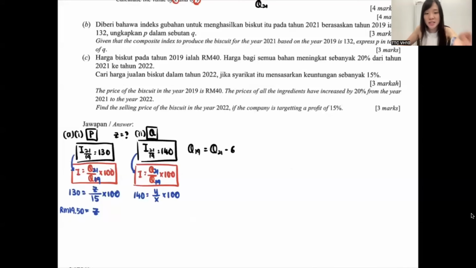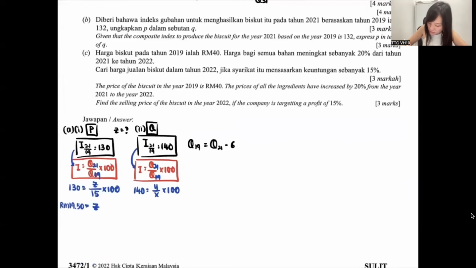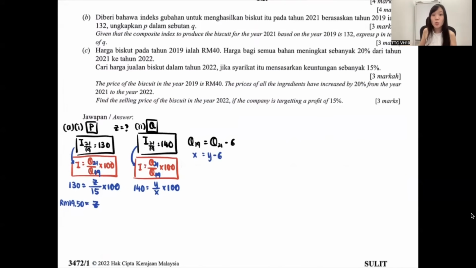So where is the 2 information? This is 1, isn't it? This is another one. So how do I have another one? Q19. So Q19 is what? Q19 is X. Q21 is Y, isn't it? At least from there, you know X equals Y minus 6. So now you guys can sub Y minus 6 inside the X.